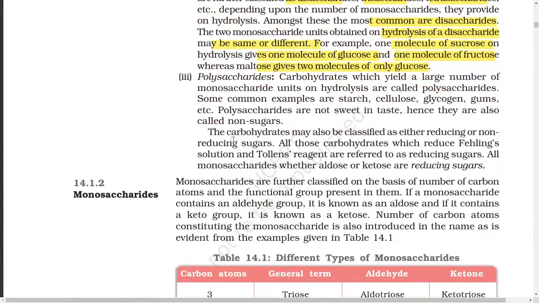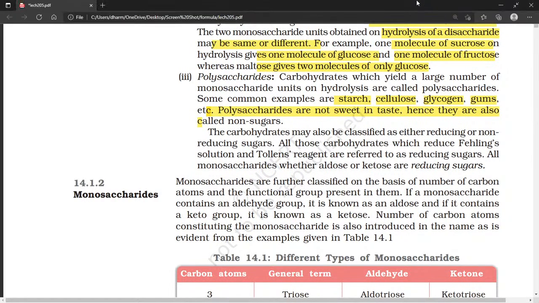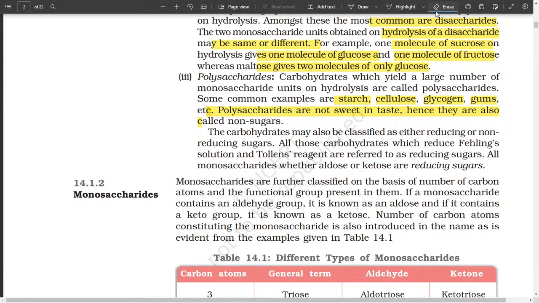Polysaccharides: carbohydrates which yield a large number of monosaccharide units on hydrolysis are called polysaccharides. Some examples of polysaccharides are starch, cellulose, glycogen, gums, etc. These are the polysaccharides and are also known as non-sugars.